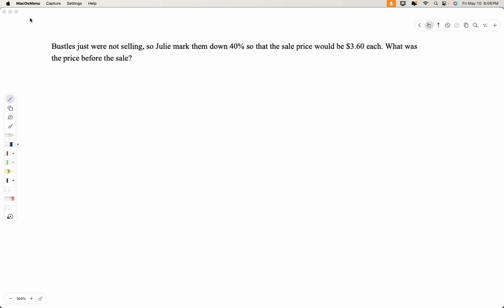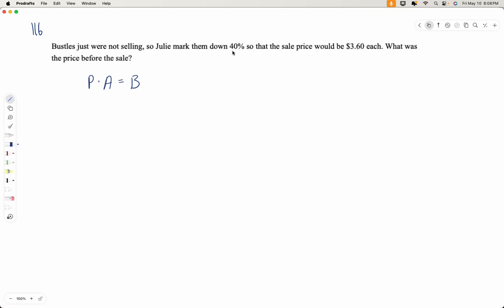All right, so this is lesson 116. Bustles were just not selling, so Julie marked them down 40%. So the sale price would be $3.60 each. So what was the price before the sale? Remember we did percent times a number is equal to a different number, P times A equals B. We're going to apply that here.